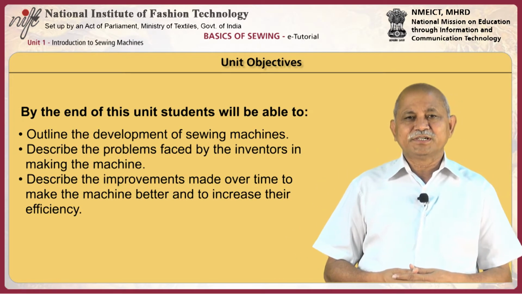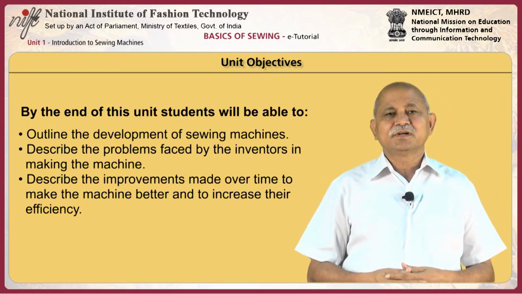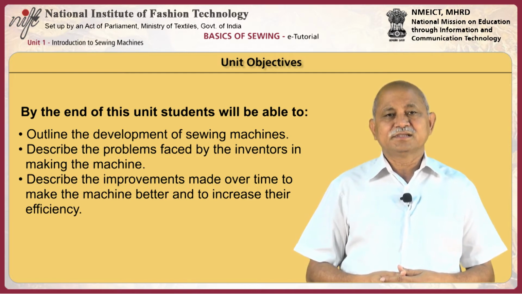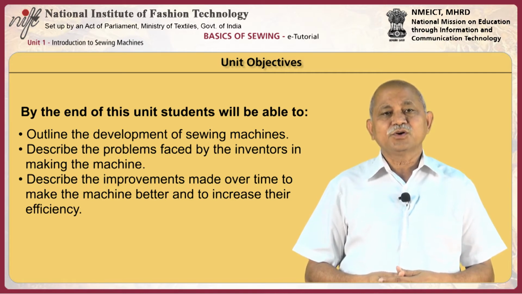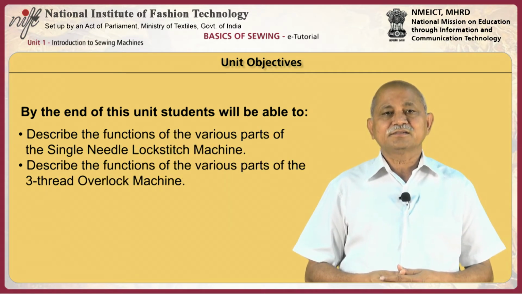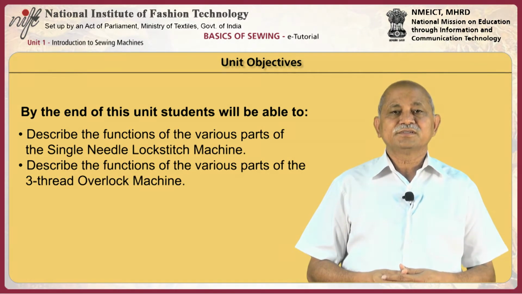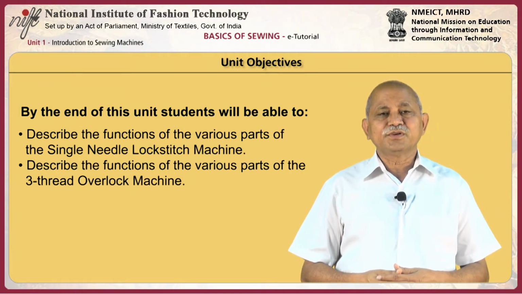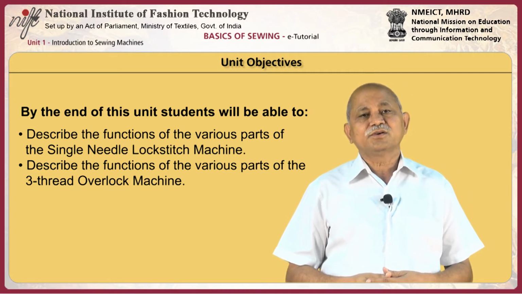By the end of this unit, a student will be able to outline the need and development of the sewing machine, describe the hassles and problems faced by the inventors in the making of the machine, describe the improvements made over time to make the machine better and to increase efficiency, describe the function of the various parts of the single needle lock stitch machine, and describe the function of the various parts of the 3-thread overlock machine.